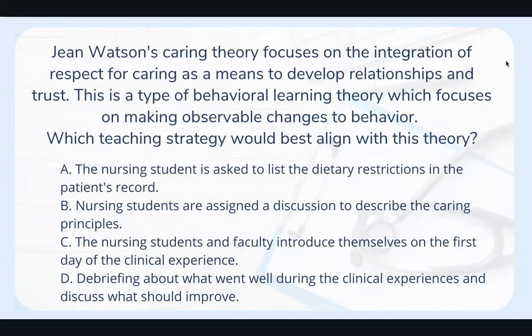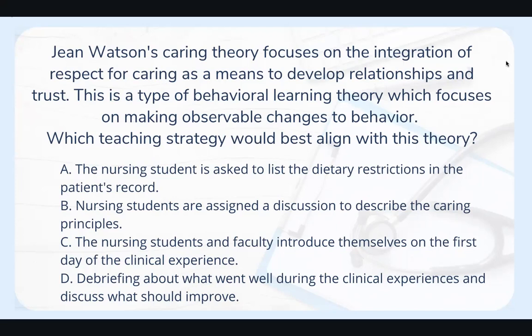So Jane Watson's caring theory focuses on the integration of respect for caring as a means to develop relationships and trust. This is a type of behavioral learning theory that focuses on making observable changes to behavior. So which teaching strategy would best align with this theory?